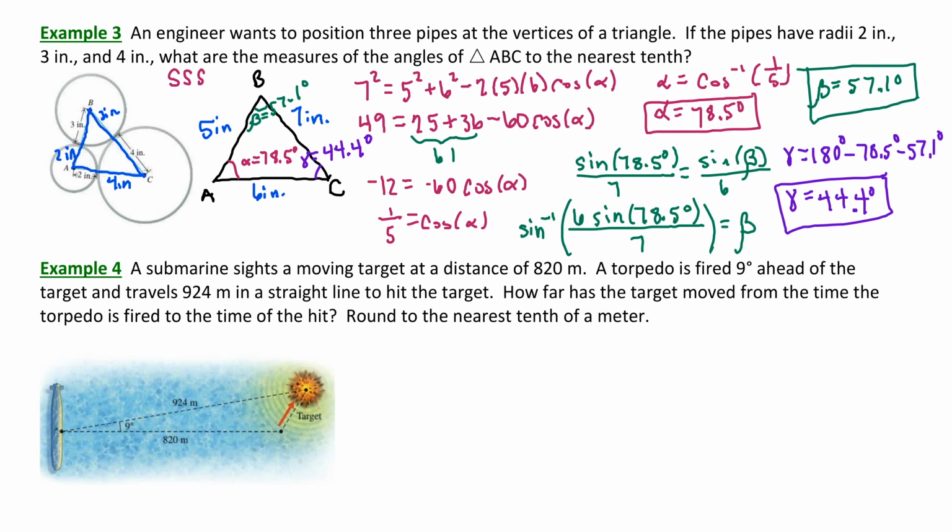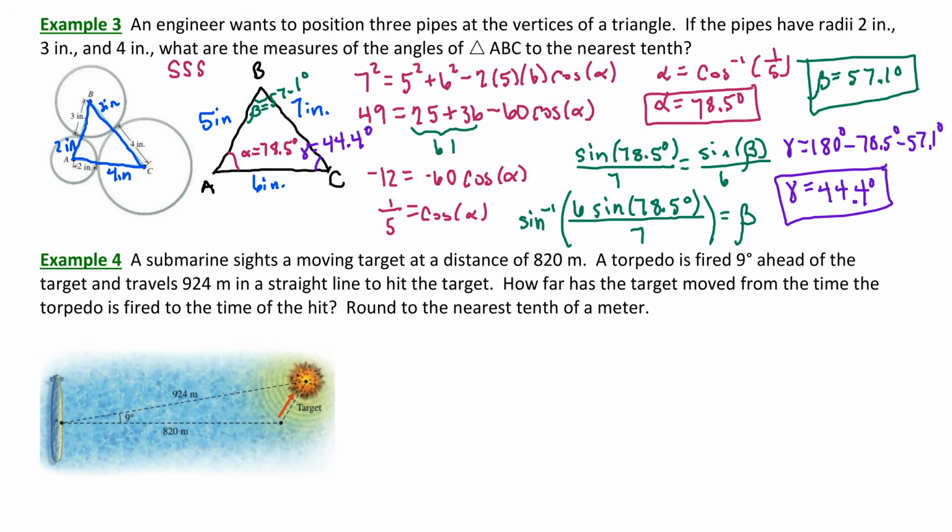Let's try a different situation. Let's look at a military operation, for example, 4. A submarine sets sights on a moving target at a distance of 820 meters. A torpedo is fired 9 degrees ahead of the target and travels 924 meters in a straight line to hit the target. How far has the target moved from the time the torpedo is fired to the time of the hit? So the distance that we're looking for is this distance right here. Notice we're dealing with a triangle in which we know 2 sides and the included angle. This is perfect for the law of cosines.